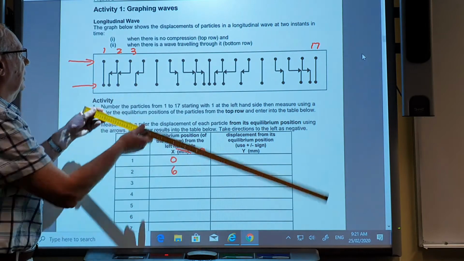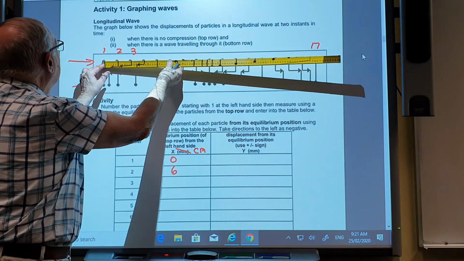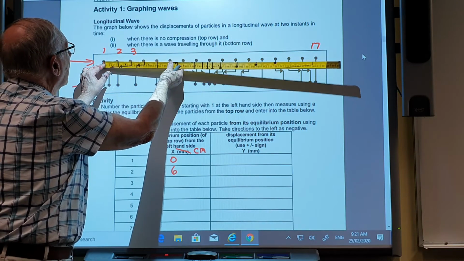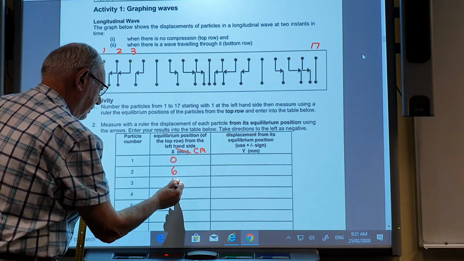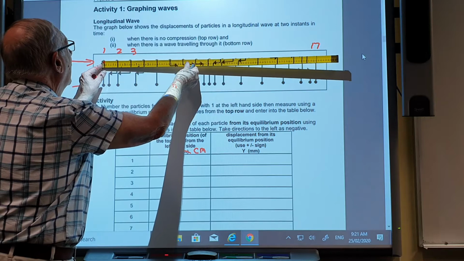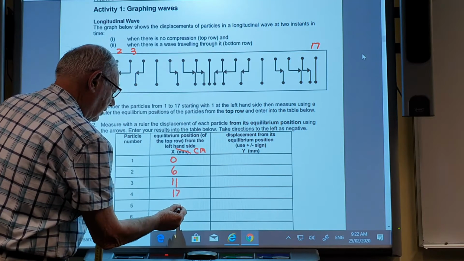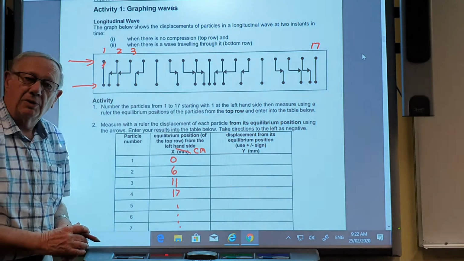And the next measure here is 11. The measurement after that is 17. And so on. So we get those measurements.